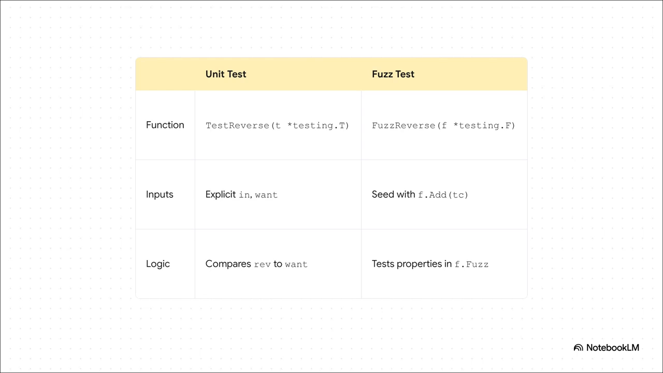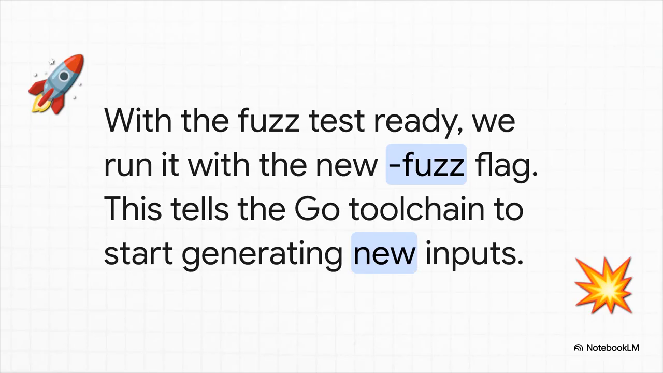You rename the function from Test to Fuzz. The parameter changes from *testing.T to *testing.F. Our old hand-picked test cases become seed inputs using f.Add. And then the real magic happens inside f.Fuzz. This is where we tell the fuzzer what should be true for any random input it dreams up. With our new fuzz test all set up, we run it with just one new flag, -fuzz.